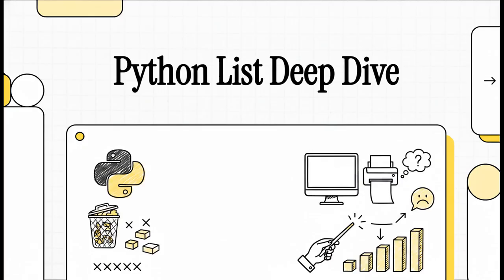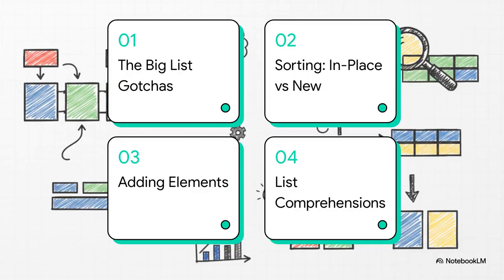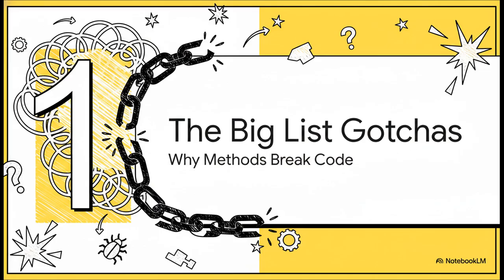Welcome to this explainer. Here's what's on the agenda today. First, the big list gotchas. Second, sorting, in place versus new lists. Third, adding elements and the dreaded nesting trap. And finally, a quick preview of list comprehensions. Let's get right into it. Section 1. The big list gotchas, and exactly why list methods seem to break your code.